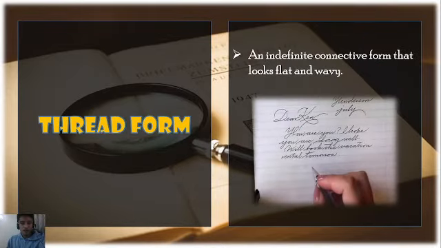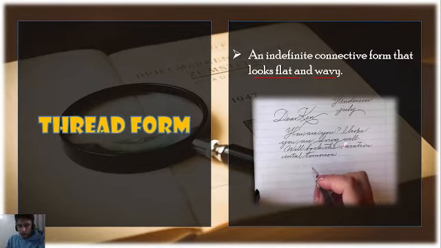So this is observable on those handwritings that are written in a fast way. So they usually look flat. Okay, indefinite connecting form that looks flat and wavy. As you can see in here, it is almost a straight line. So let's try to observe here some of the thread form connecting strokes.